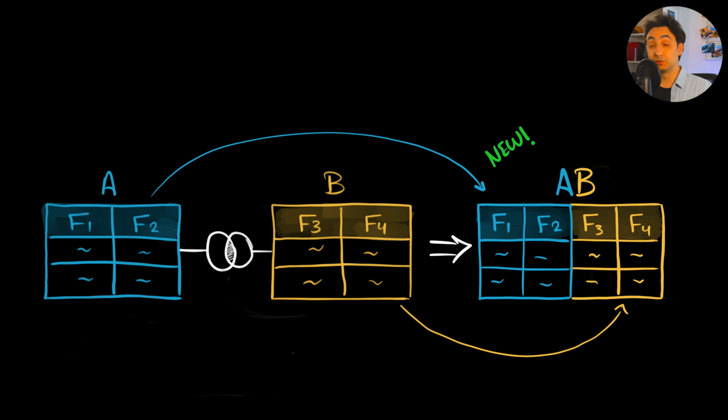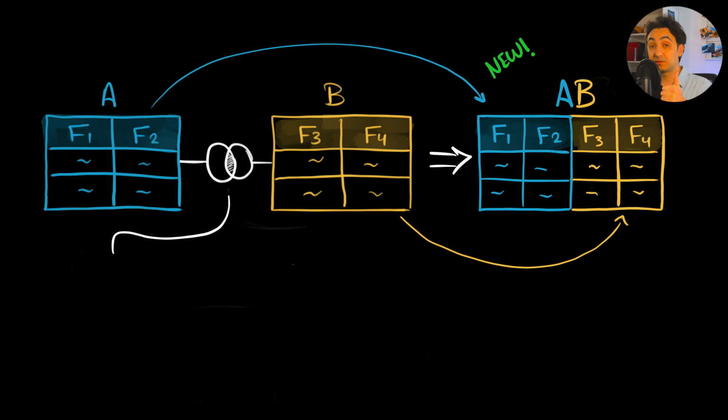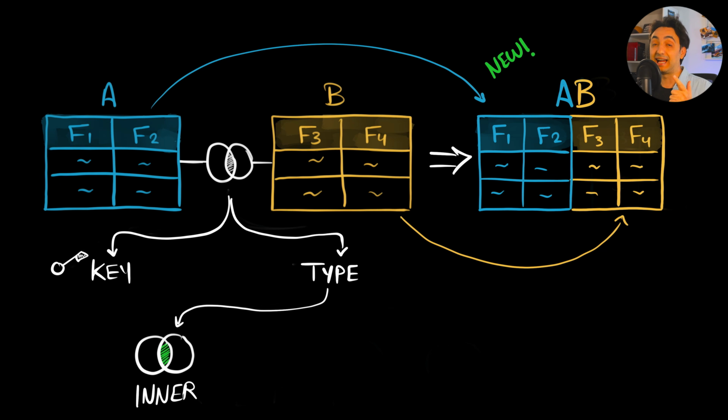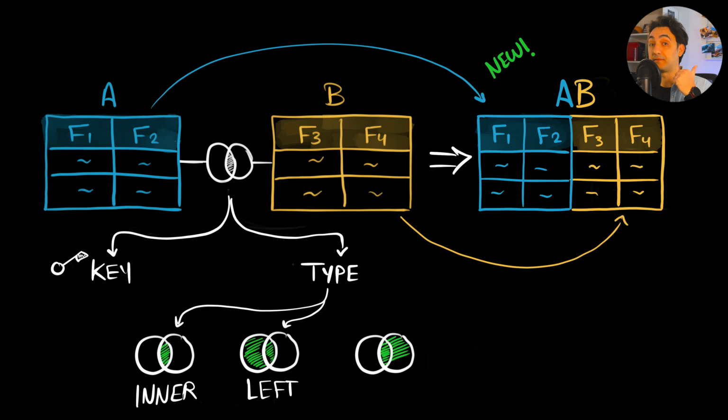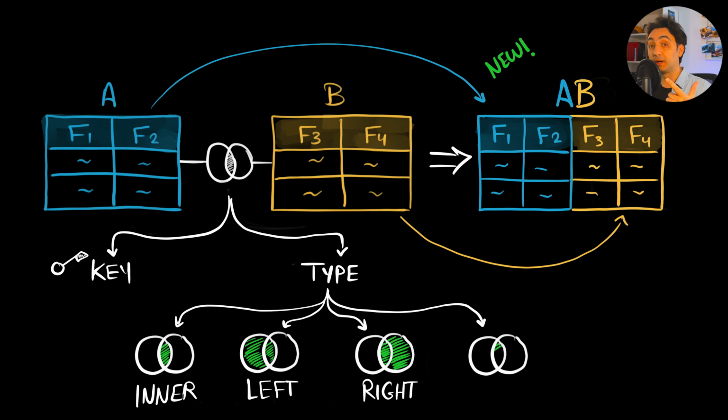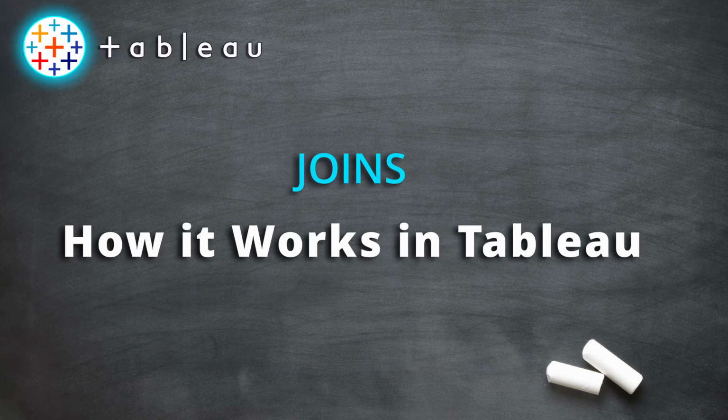Now in order to do joins, we need 2 things. First, we need the key field. It is a field that you can find in both tables. And after that, we have to define the type of join, and we have to choose between 4 different types of joins. We have the inner join, the left join, the right join, and the full join. And if you know SQL, then you know those types. It's exactly the same logic. But let's have some quick examples to understand the 4 types of joins.